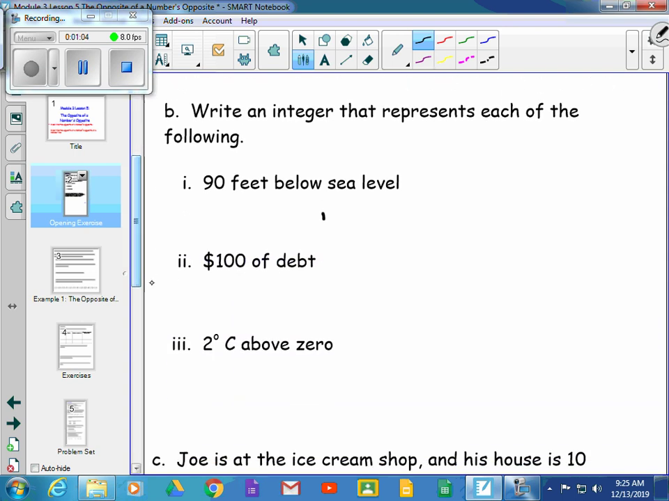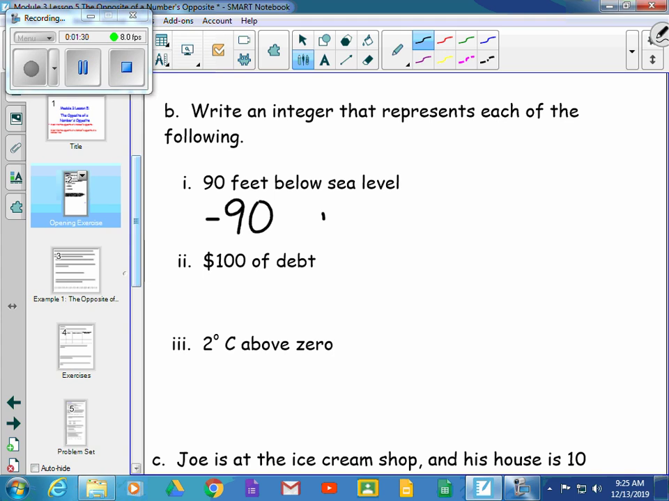Letter B wants us to write an integer that represents each of the following. So the first question, 90 feet below sea level. We think of sea level as being like the 0 on a number line. Below it would be negative integers. So if we have 90 feet below sea level, we would represent it with a -90.